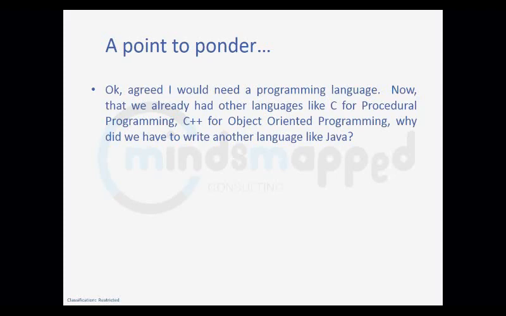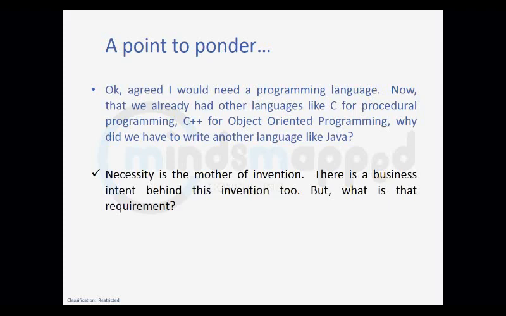Now, we already had these programming languages. Why do you have to write another programming language like Java? You already have C and C++. So why do you need another language like Java?